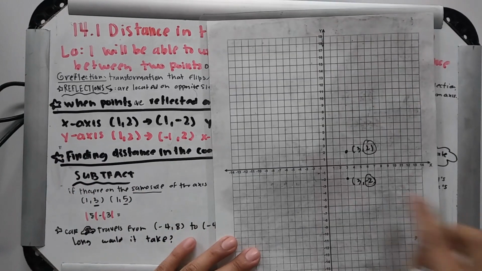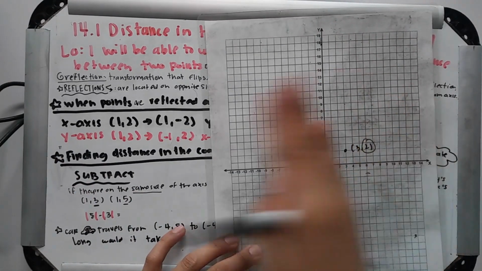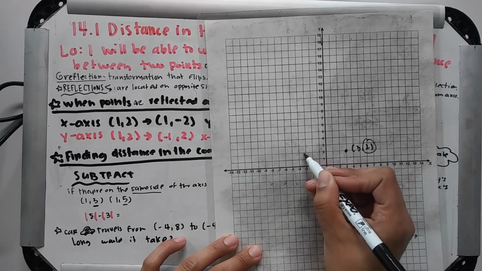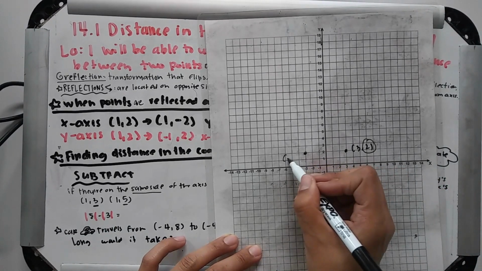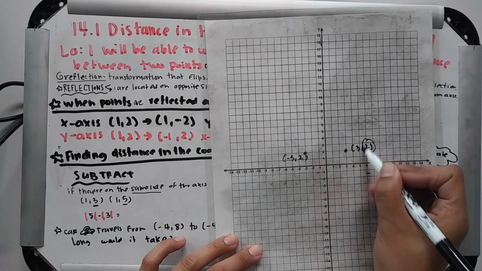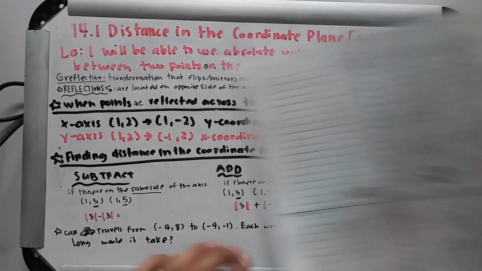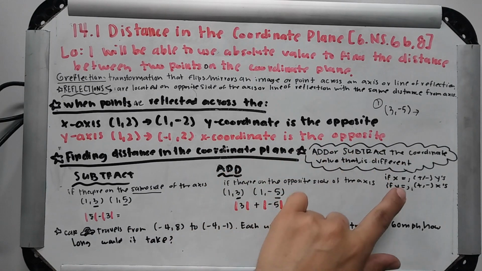Okay, next one. If I have a point here and I'm going to reflect it across my y-axis, remember, I'm going to go 1, 2, 3. Same distance, 1, 2, 3 is right here. So this is -3, 2. The y stays the same, but the x's are the ones that change. So in this case, the x coordinate is going to be opposite.